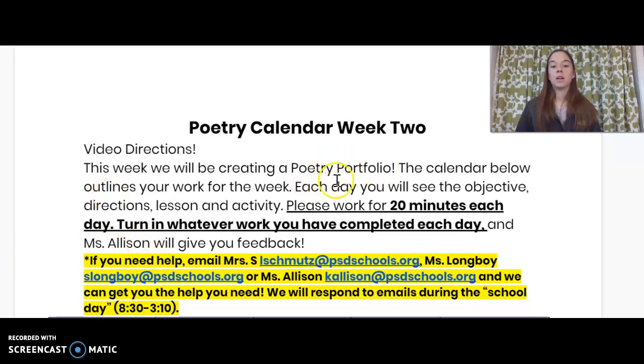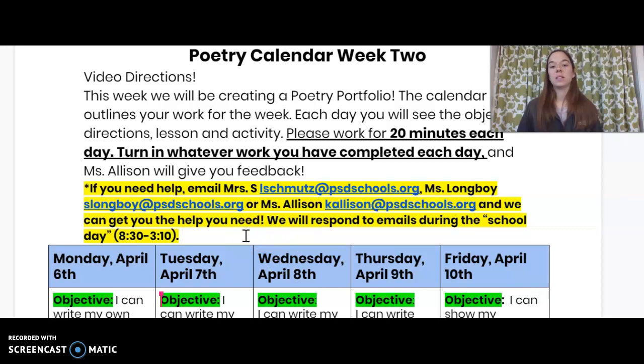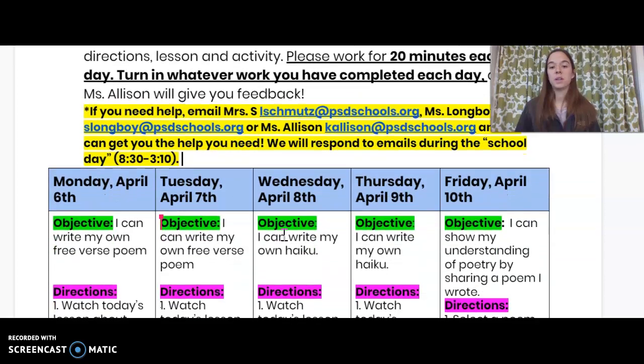So this week we'll be creating a poetry portfolio. The calendar below has your work for the week. Just like last week, you will find an objective, directions, lessons, and an activity. Remember guys, we're only going to work for 20 minutes at a time on this, and anytime you get stuck, please, please, please email me or Mrs. S or Miss Longboy, and their emails are right here, and we can get you help as soon as you need it, okay? So make sure you're following along with that.